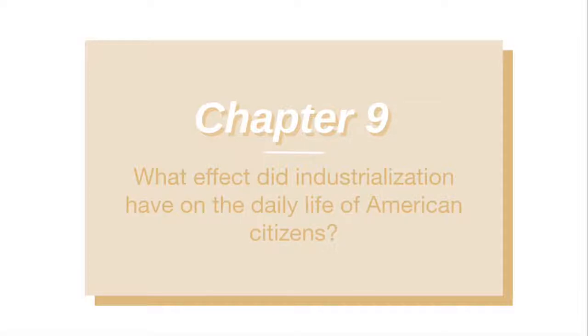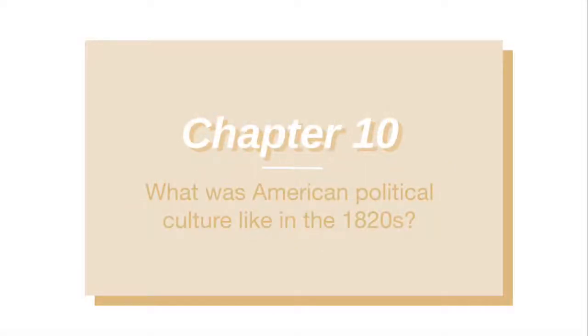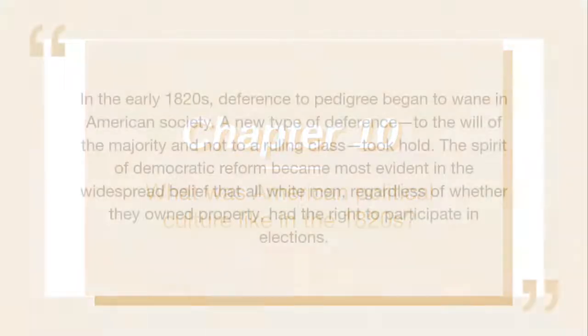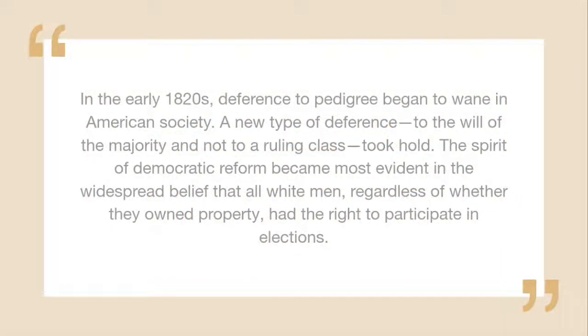Chapter 10. What was American political culture like in the 1820s? During the 1820s, American political culture became increasingly democratic. According to Chapter 10.1 of U.S. History by OpenStax, in the early 1820s, deference to pedigree began to wane in American society.